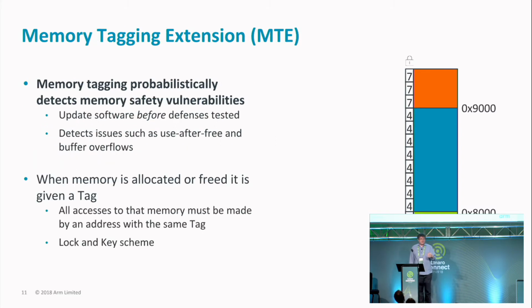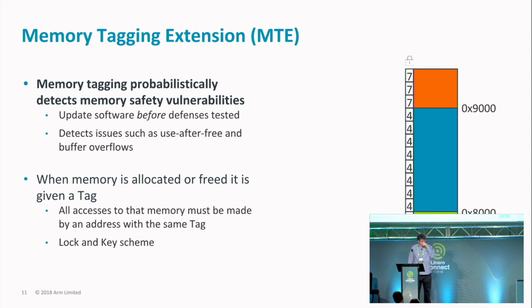So for ARM 8.5, we're introducing something called memory tagging extension. Memory tagging probabilistically detects memory safety vulnerabilities. So it enables you to update your software before the defenses are tested, so you can detect issues such as use after free and buffer overflows in the lab when you're developing or in the field when users are using your code. Because we see a lot of issues aren't detectable in the lab because you don't have enough inputs, you don't have enough stimuluses to your software. It takes a lot of different stimuluses to find all the issues.